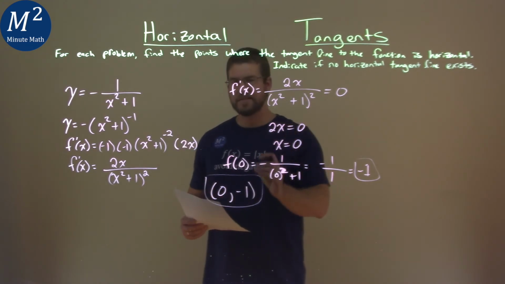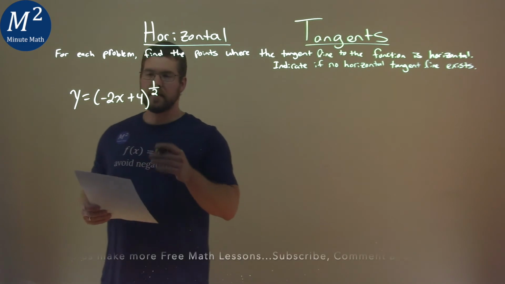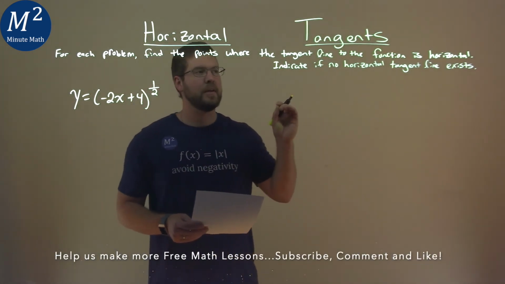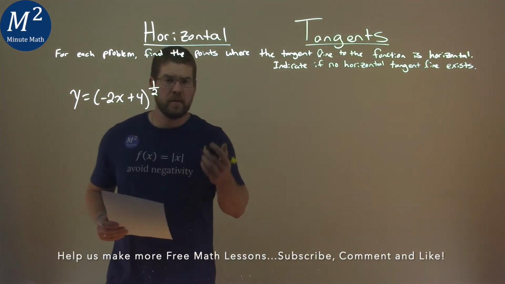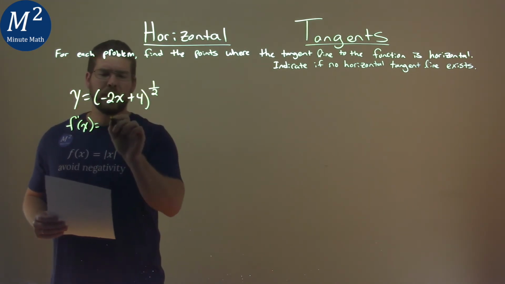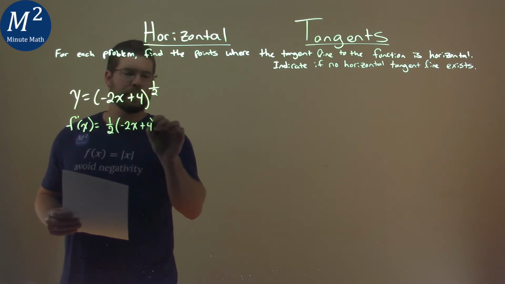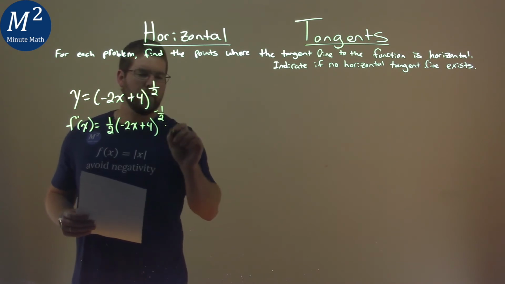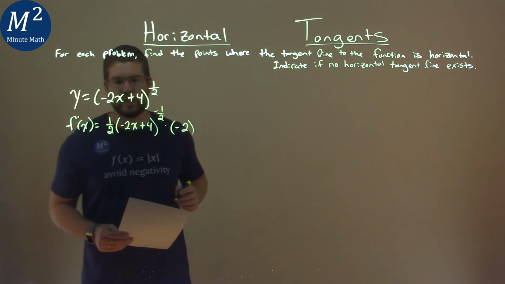We're given this problem right here, y equals negative 2x plus 4 to the 1/2 power, and we want to find the points where the tangent line to the function is horizontal. Well, first thing I want to do is find the derivative here. Just find f prime of x, and it's equal to, the 1/2 comes down, we have negative 2x plus 4 on the inside, and we subtract the exponent by 1, which is a negative 1/2. Multiply that by the derivative of the inside, which is just a negative 2.